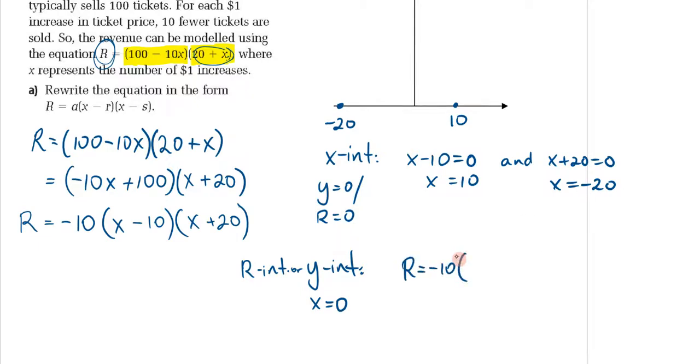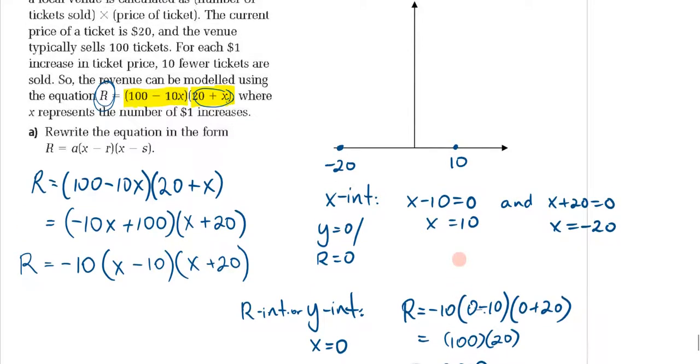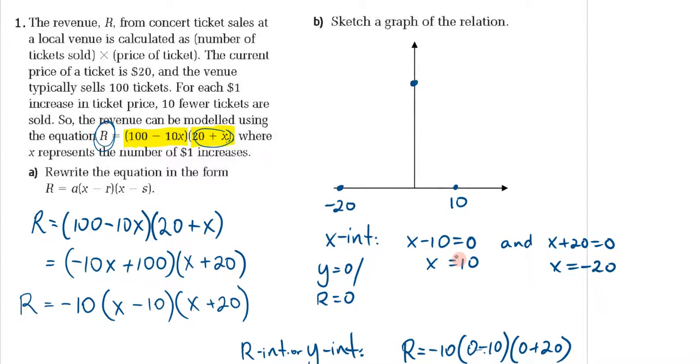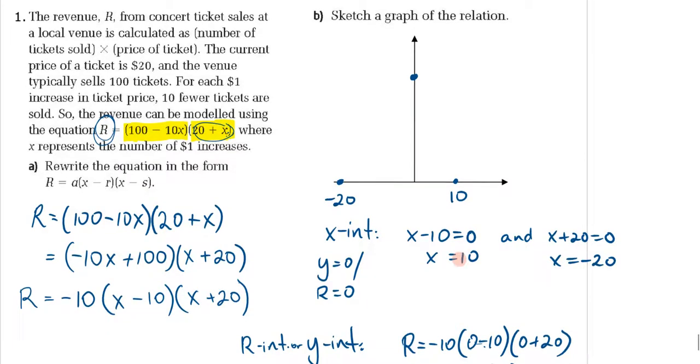negative 10, substitute 0 for x, so 0 minus 10 in the first bracket and 0 plus 20 in the other bracket. And so that would be equal negative 10 times negative 10, 0 minus 10 is negative 10, so that'll give me a positive 100 multiplied by 0 plus 20 is 20, and 100 times 20 is 2,000. So I have a y-intercept of 2,000. Let's put that point up here. Okay, and so we're going to say that's 2,000.